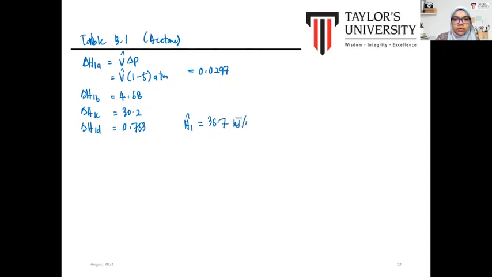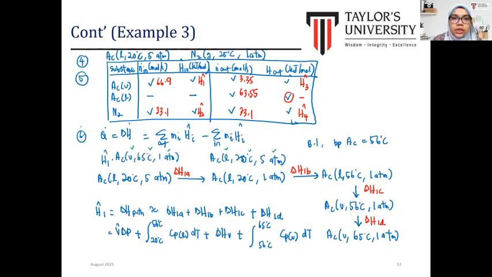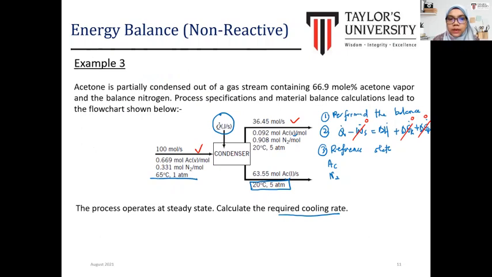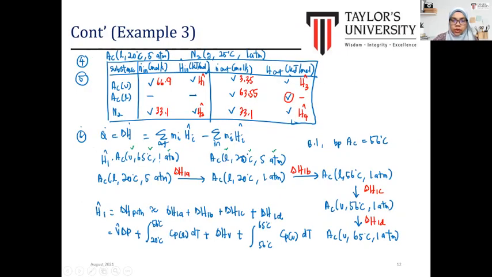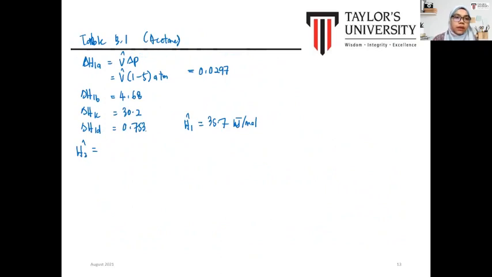So the delta H1 is equal to 35.7 kilojoule per mole. For the rest, H2 here, you may refer to this, since it has the same temperature and pressure as acetone. You may follow the same steps. The answer for H2 is 1.16 kilojoule per mole, H3 is 32 kilojoule per mole, and then your H4 is minus 0 kilojoule per mole.